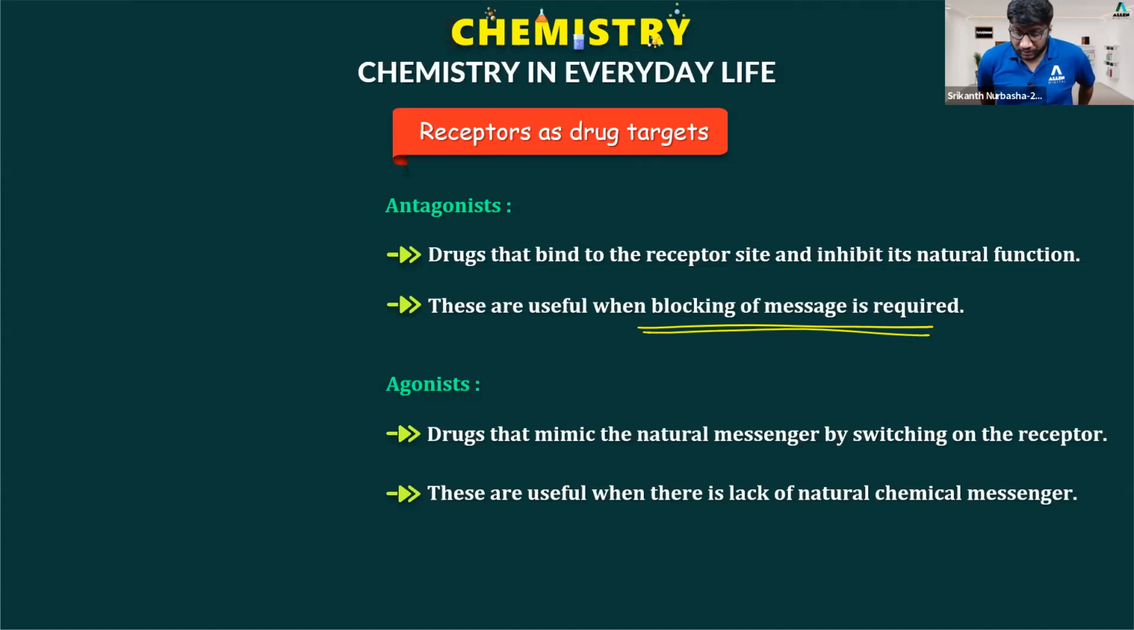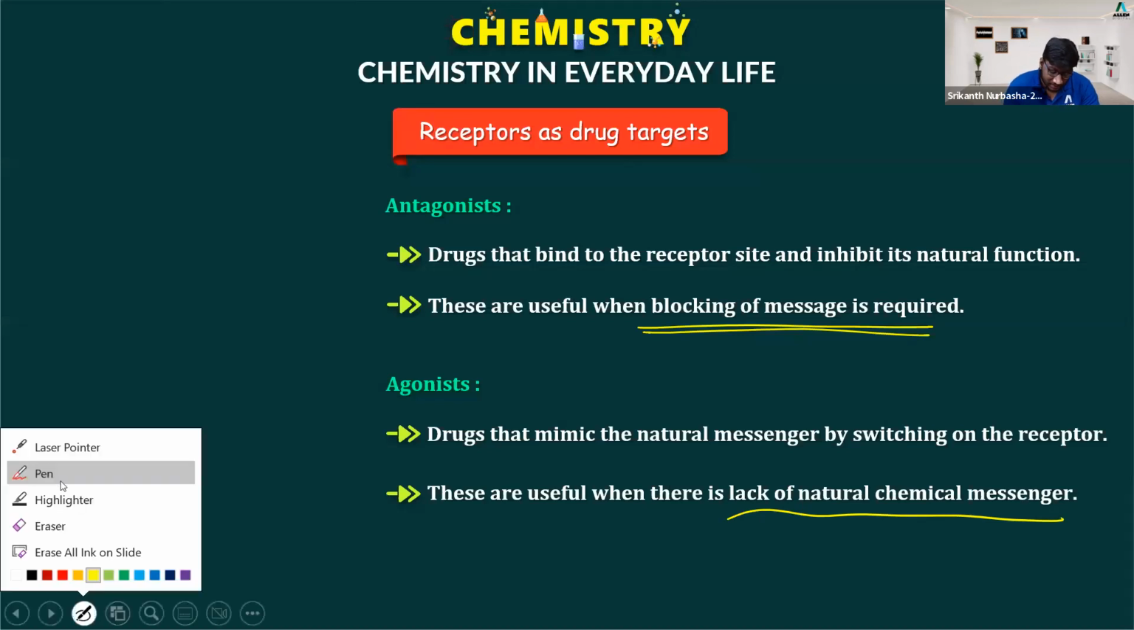All right, students, is everything clear? Yes, sir. So antagonists are useful whenever the blocking of message is required. Agonists are useful whenever there's a lack of natural messenger. So this is how a drug will be interacting with the target molecule, like enzymes as drug targets as well as receptors as drug targets, right?